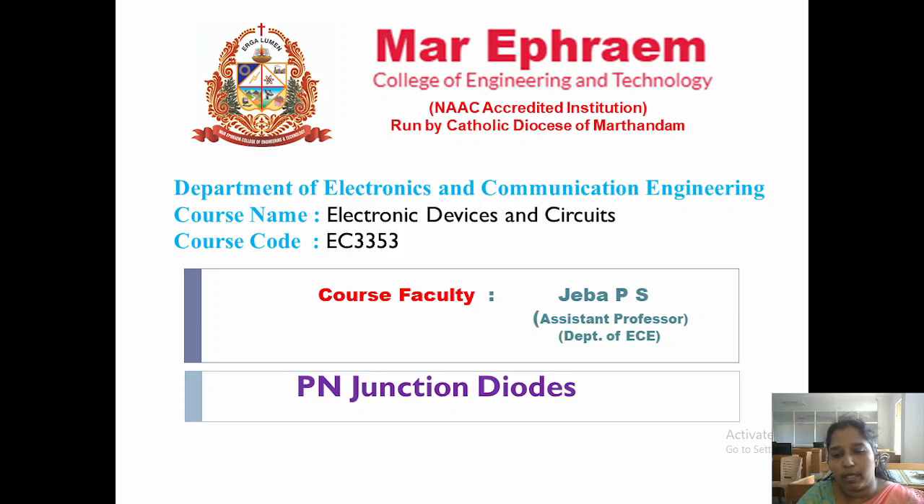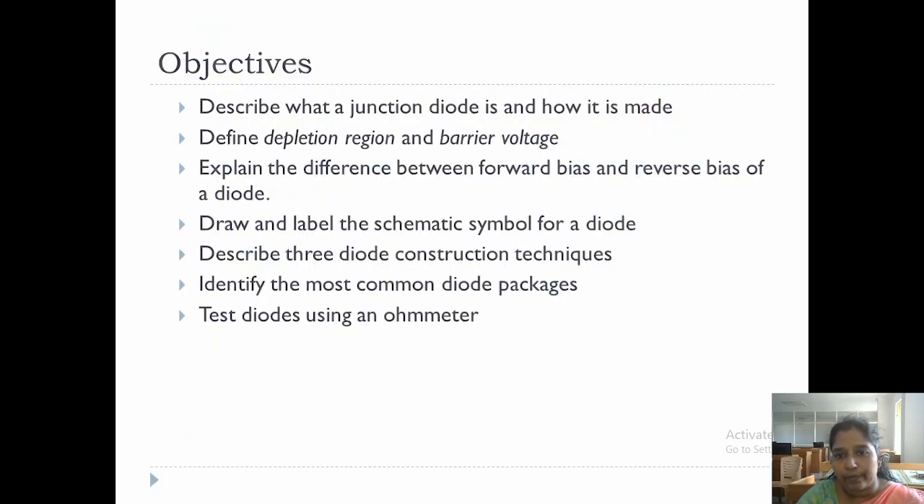Today we are going to discuss the PN junction diode. The objectives are: we are going to describe the junction diode and how it is made, define the depletion region and barrier voltage, explain the difference between forward bias and reverse bias of a diode, draw and label the schematic symbol for a diode, describe the construction techniques of the diode, see common diode packages, and test the diode using an ohmmeter.